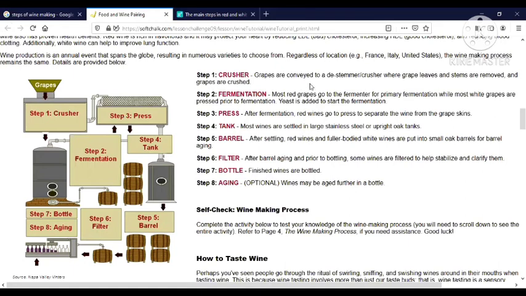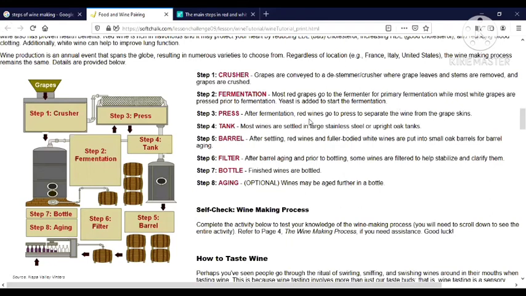The grapes go to the de-stemmer crusher, where the grape leaves and stems are removed and the grapes are crushed. Fermentation: most red grapes go to primary fermentation, while most white grapes are pressed prior to fermentation. Yeast is added to start the fermentation.